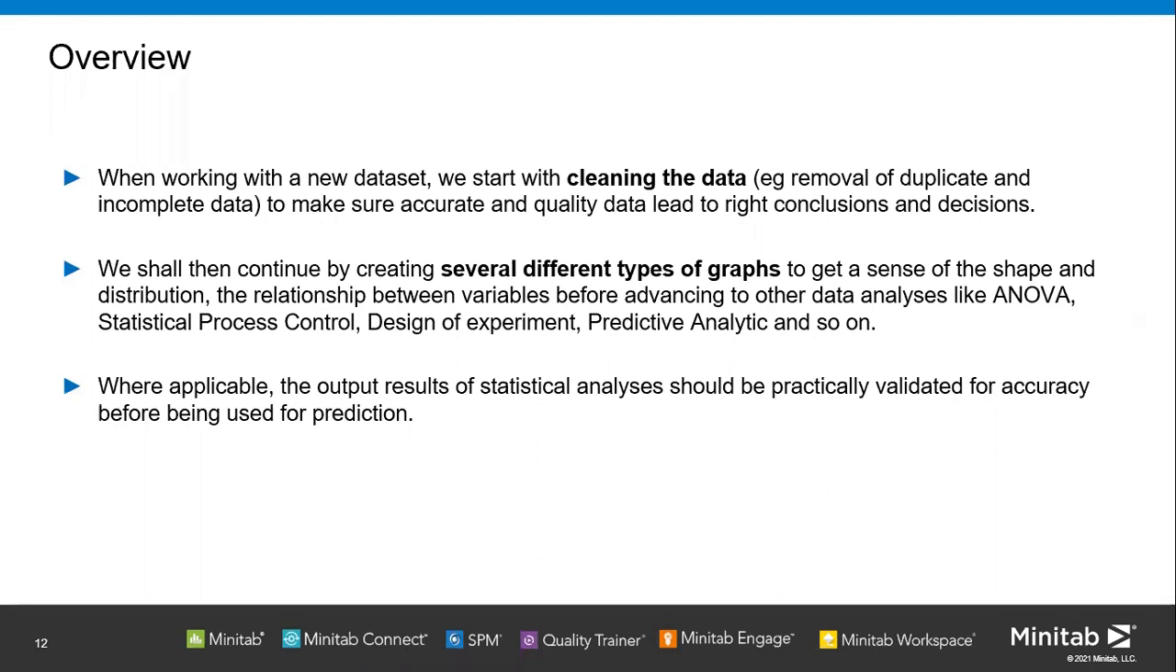Before you go further for analysis like ANOVA, analysis of variance, maybe you can look at the variability chart first before you confirm your finding with the ANOVA. Or you go for the run chart before you go for the control chart like statistical process control. Then you can go for design of experiment, and for predictive analytics and so on.